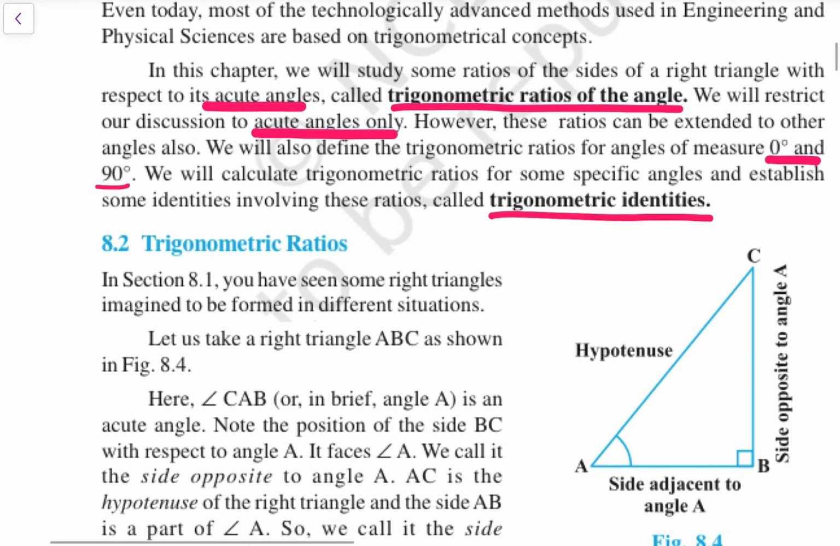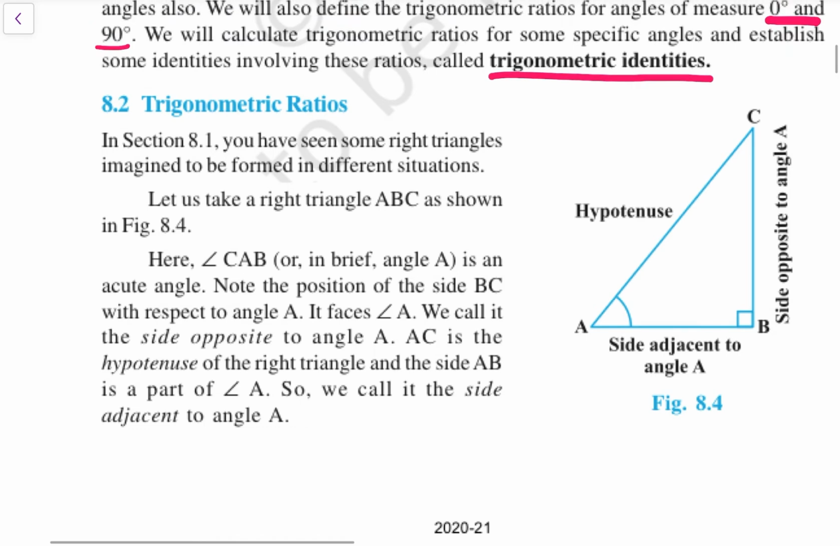Now let us discuss all these 6 basic trigonometric ratios. In section 8.1, you have seen some right angle triangles imagined to be formed in different situations. Let us take a right angle triangle ABC as shown in the figure. Here angle CAB is an acute angle, and note the position of BC. Side BC is with respect to angle A. This is very important.